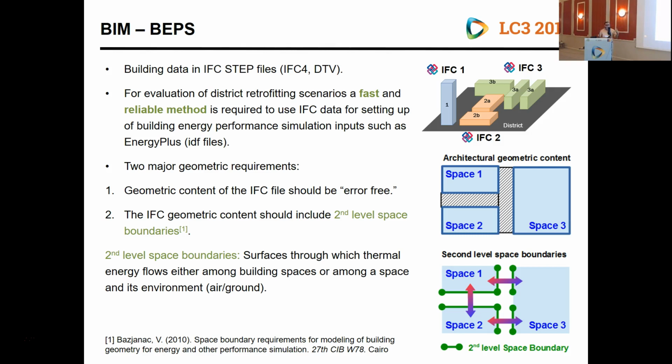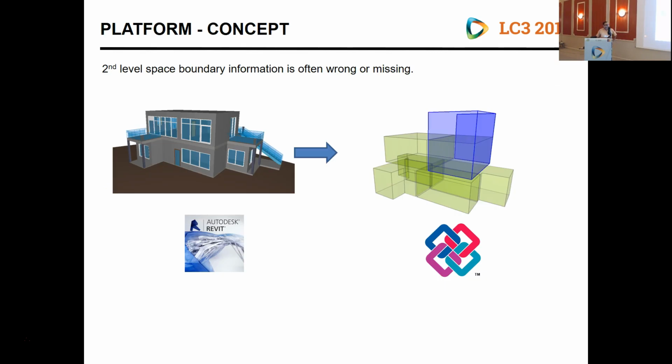The second-level space boundaries are essentially the surfaces through which energy flows. And as you see on the right, there is a distinction between the architectural elements that you see on top and the space boundary topology, which are surfaces. So the architectural elements are solids, and the space boundary topology is a set of surfaces. Oftentimes, this set of surfaces, which is the second-level space boundary topology, is not contained inside IFC files, or is not correctly defined inside these files.